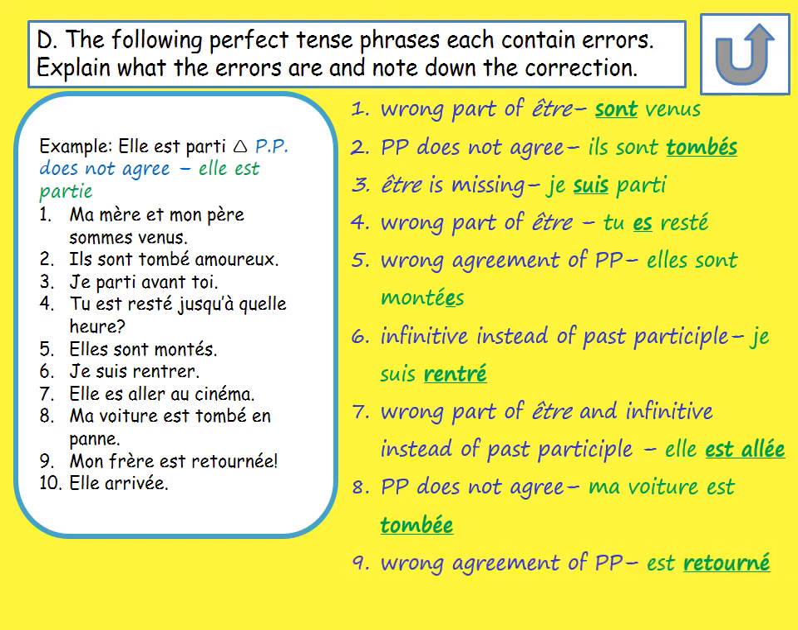Mon frère est retourné. Wrong agreement of the past participle. Mon frère is masculine, doesn't need an extra E. Elle arrivait, we're missing the part of être. Okay, we are nearly there. You can see now, can't you, how important it is to learn avoir and être.